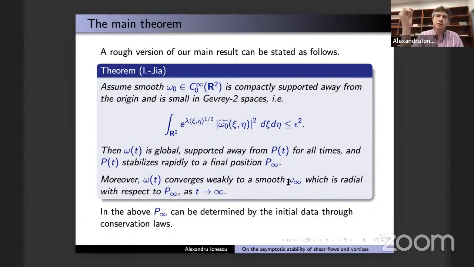The final state is going to be another point p infinity, and the vorticity is going to be a radial function around that point. And it has the same level of complexity as the shear flow problems, in the sense that the location of the final vortex and the exact profile of the function omega infinity depend on the entire evolution. So it's constructed dynamically through the evolution.